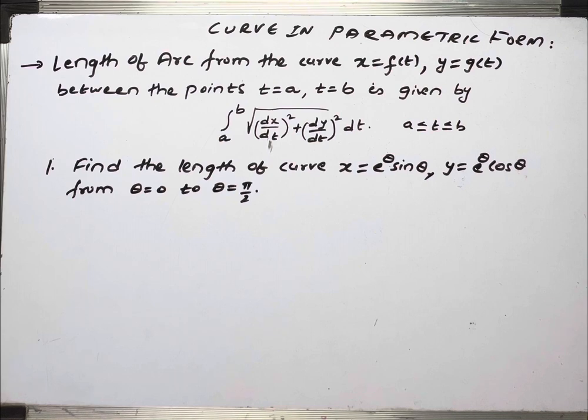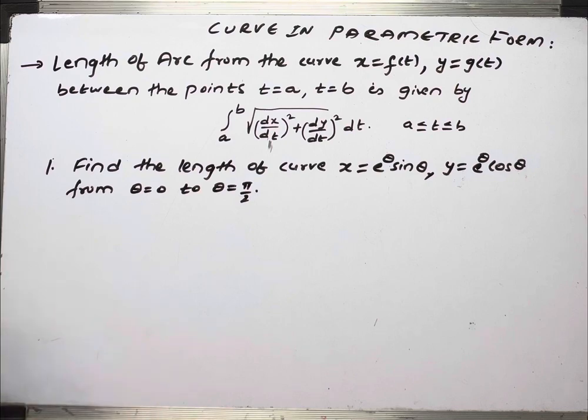So in the previous exercise, what we have learned regarding length of arc: when the equation is in terms of y, the length of arc will be the integral from a to b of square root of 1 plus (dy by dx) whole square. Limits are given to us.